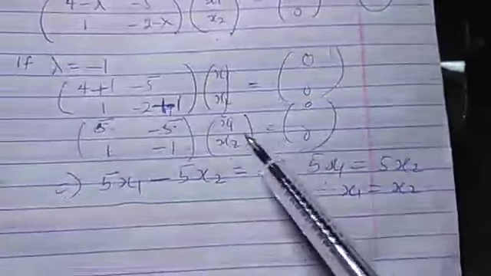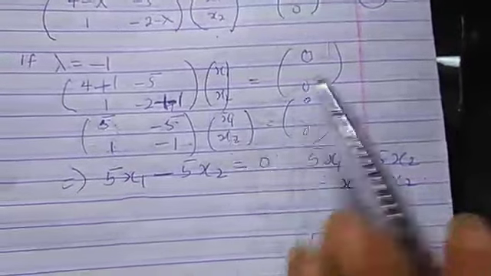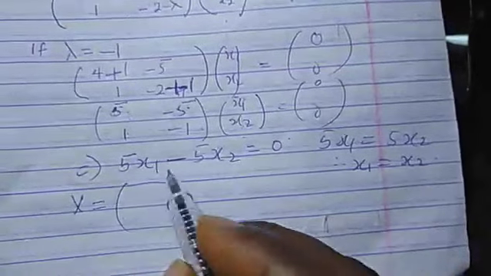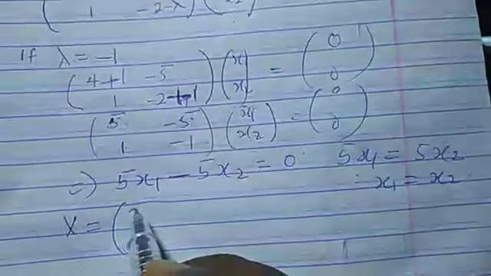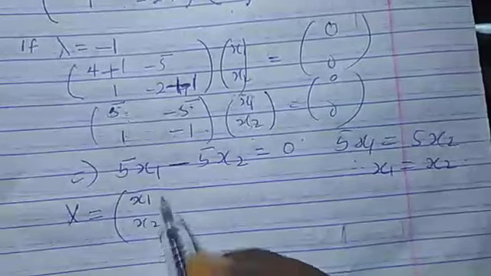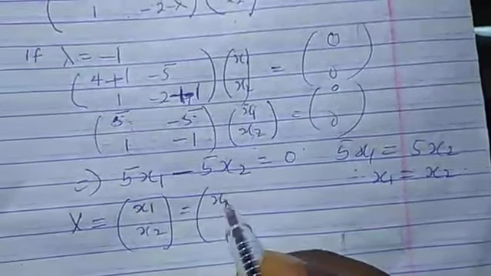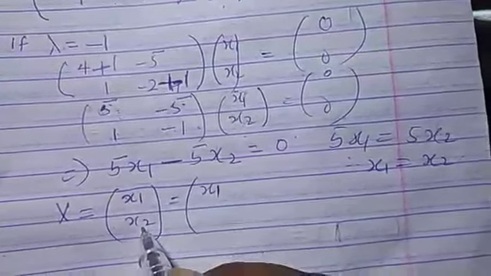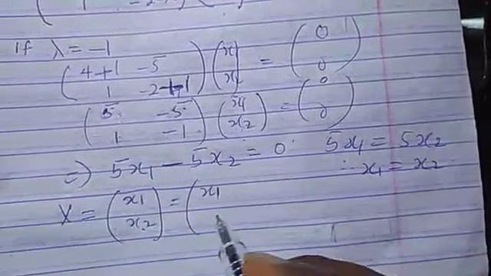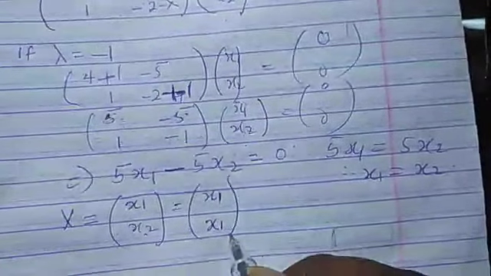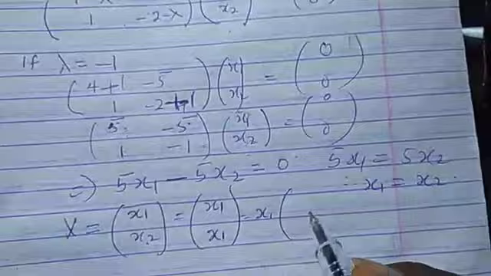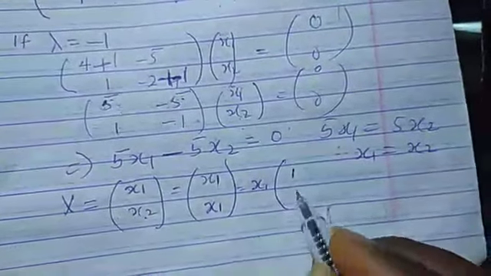In this case of eigenvalue, we cannot find the exact value of S1 and S2. So our aim is just to find the relationship between them. So we have said here that our S is S1, S2. Then we write it back: S1, S2. You see that S2 is the same thing as S1. S1 is common, so our answer is 1, 1.